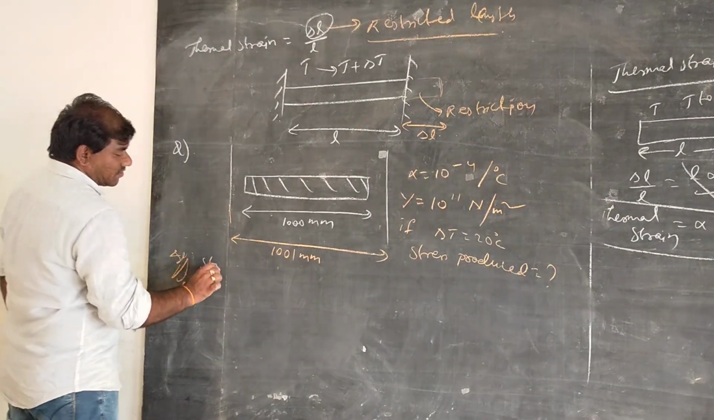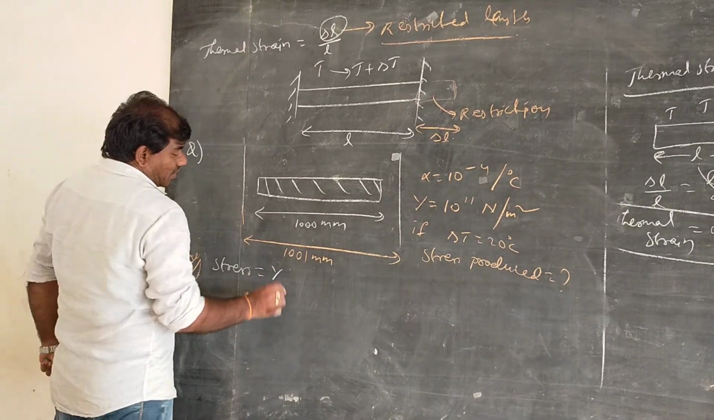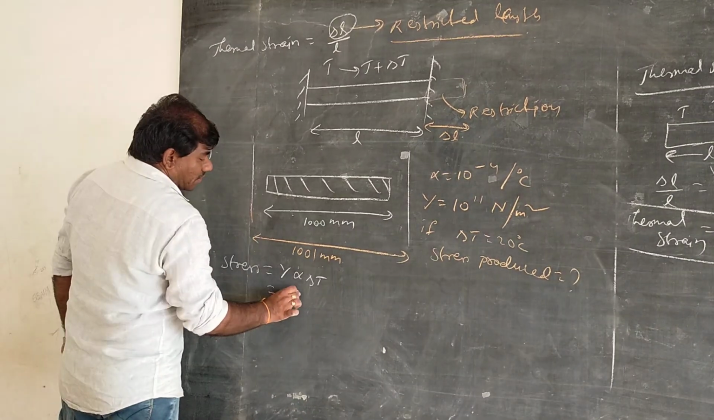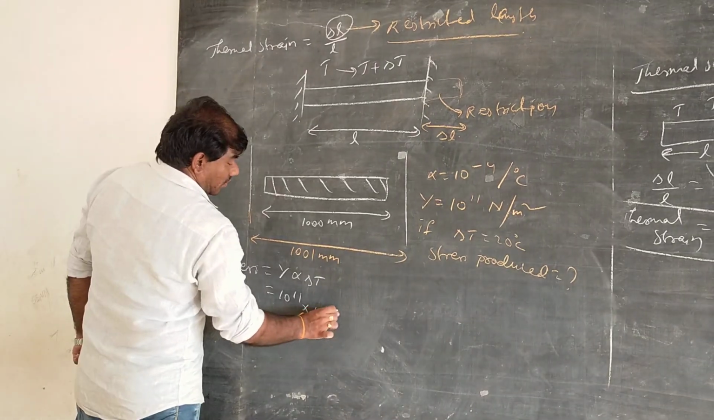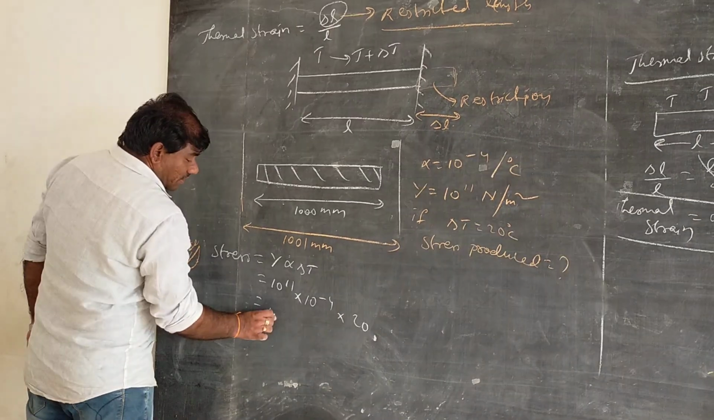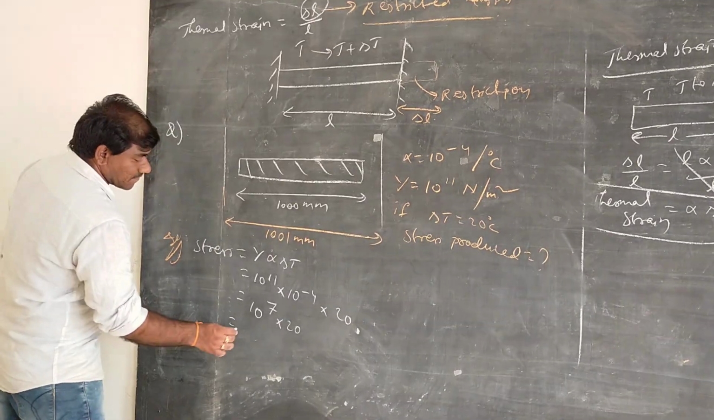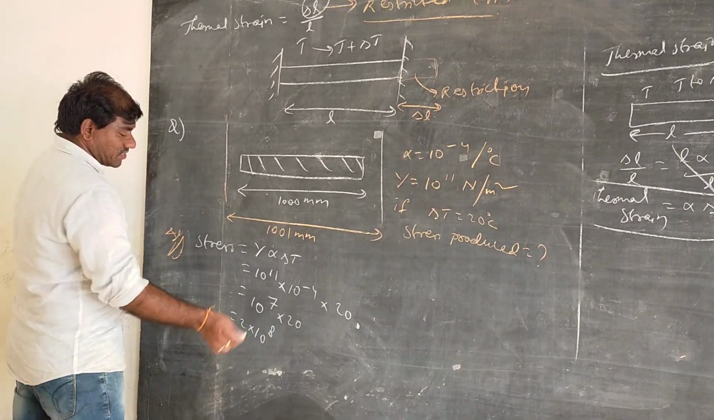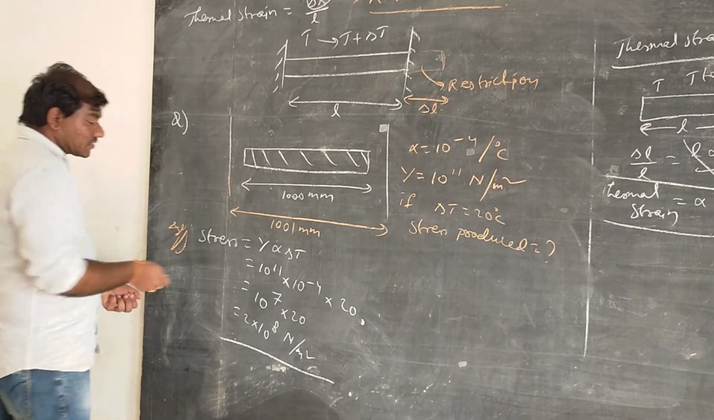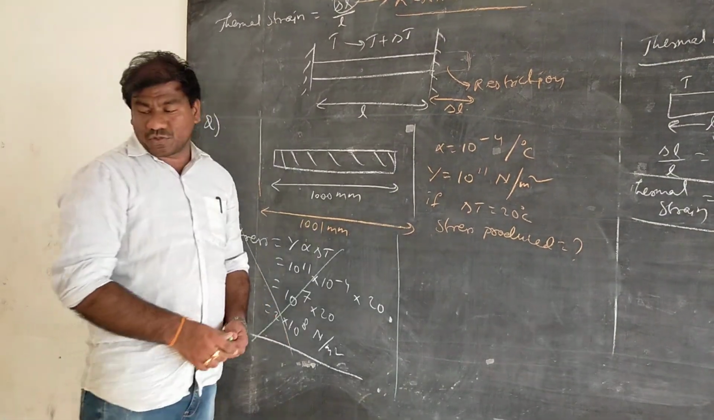Simply what you will do is, stress is equal to Young's modulus into alpha delta T, right? So you will say simply 10 to the power of 11 into 10 to the power of minus 4 into delta T, which will be 20. Then how much are you going to get? 10 to the power of 11 minus 4 is going to be 7, so 2 into 10 to the power of 8 Newton per meter square. This is what you are going to get as stress. But this is completely wrong approach. Right? Let's go for the correct approach.